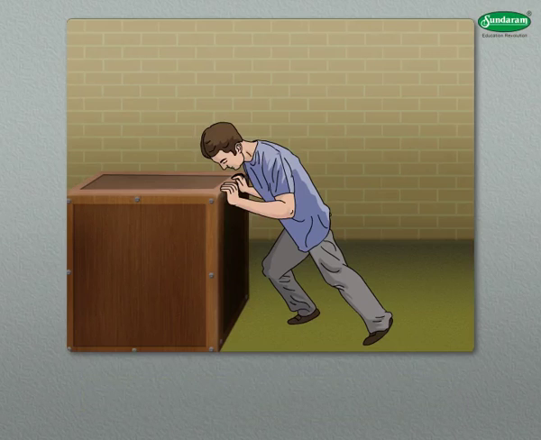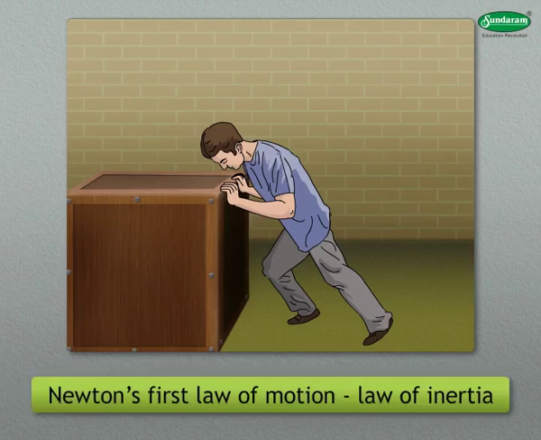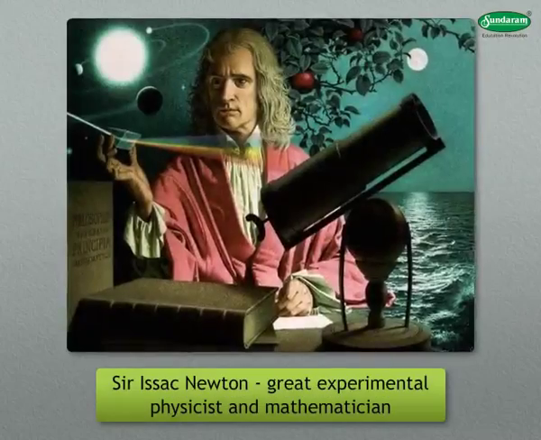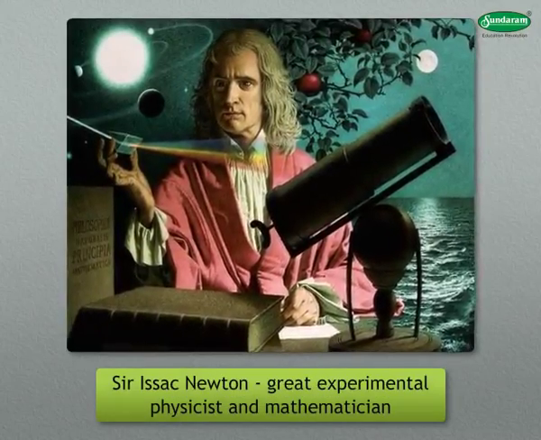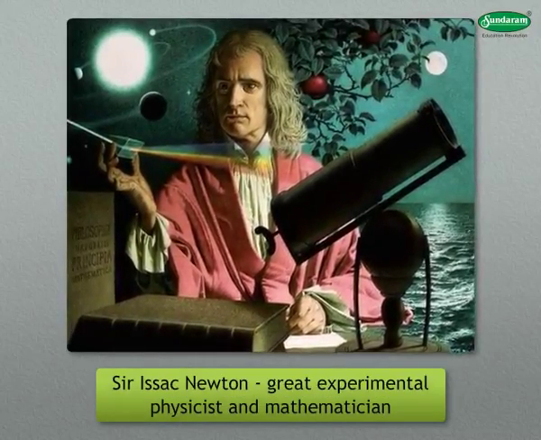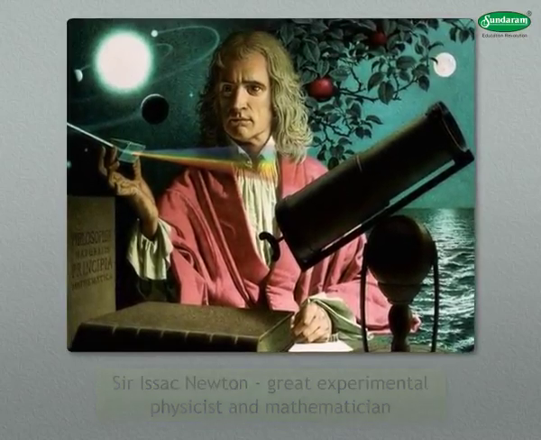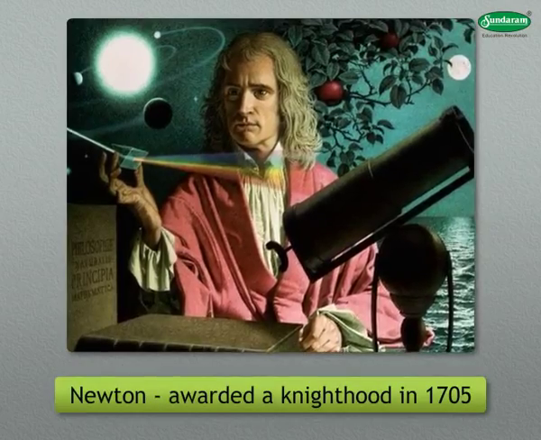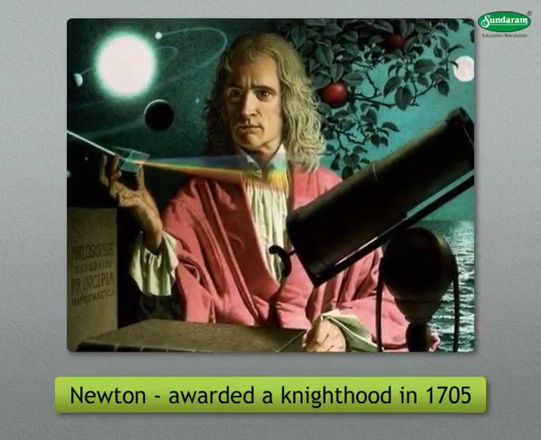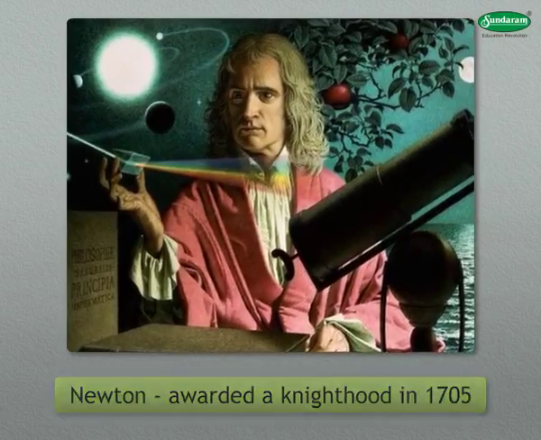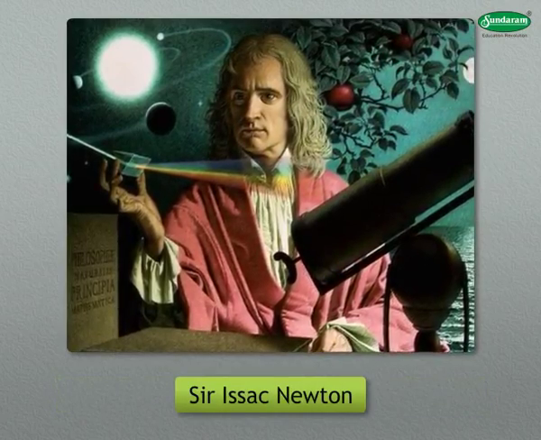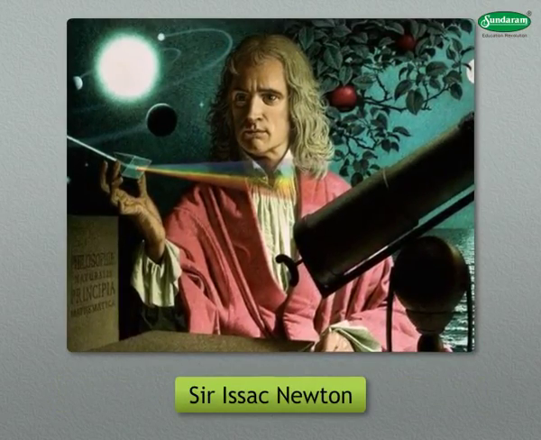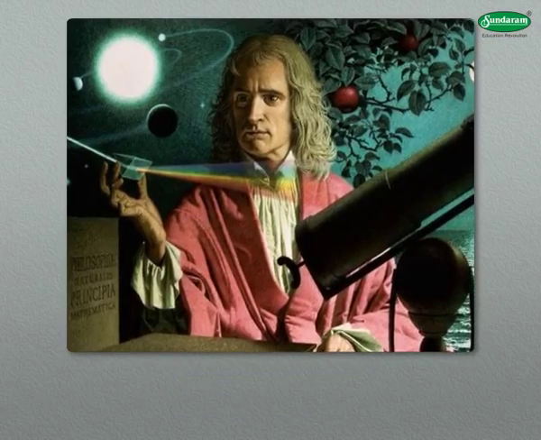The same property is described by Newton's first law of motion. So it is called the law of inertia. Sir Isaac Newton was a great experimental physicist as well as a great mathematician. The laws of motion are known after him. Newton was awarded a knighthood in 1705 for his work and he became Sir Isaac Newton. Sir Isaac Newton put forth 3 laws of motion.